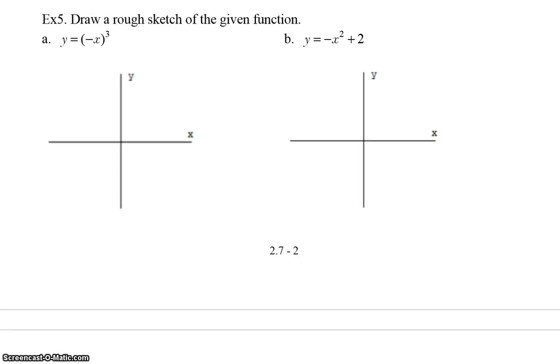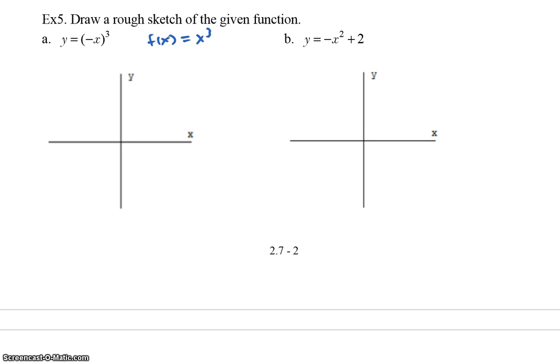Now looking at example 5, draw a rough sketch of the given function. Again, we won't look at these point by point. We'll just try to get a general idea of what the graph looks like. And this would be useful, say, if you're using MyMathLab and you're identifying a graph based on a multiple choice type question where there are several to choose from. y equals minus x cubed. Now, our parent function here is the cubing function, f of x equals x cubed.